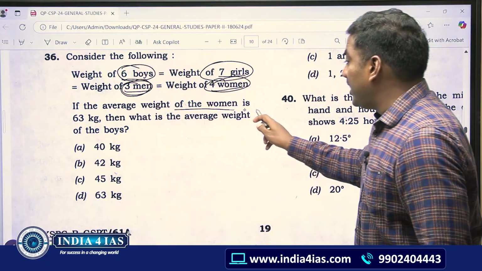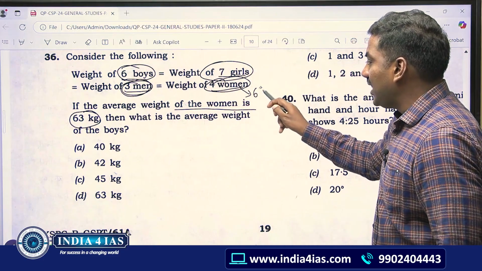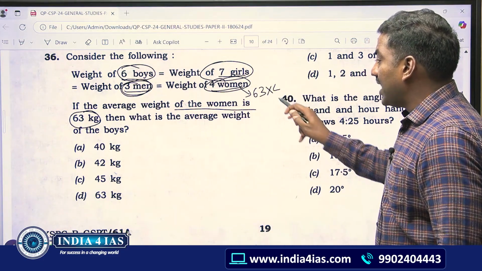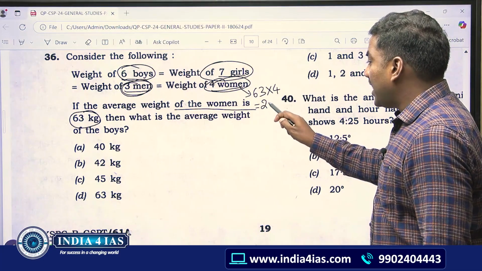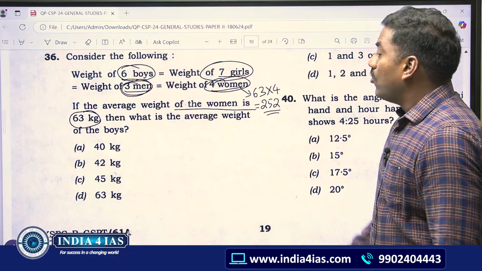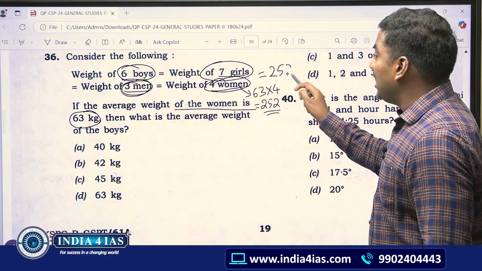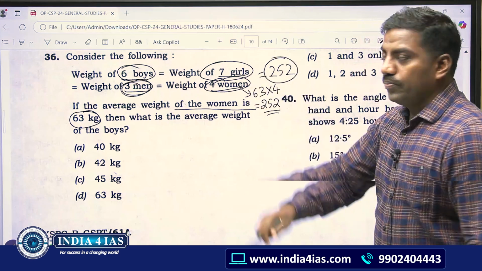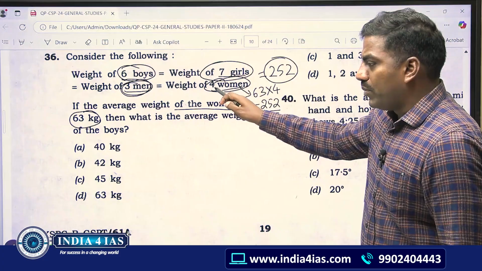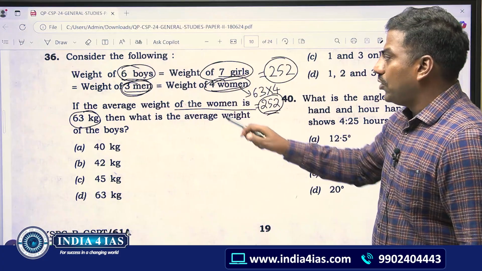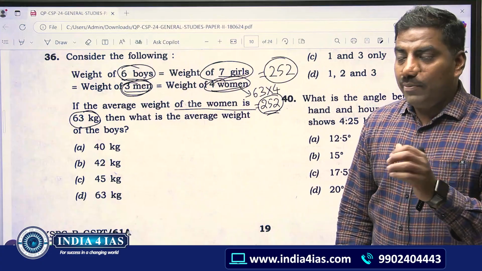If the average weight of a woman is 63 kg, totally 4 women are there. So 63 into 4 is equal to 252. So the total weight of 4 women is 252, and you can equate all these 4 groups to 252. That is the clue. So you take this group or any other group, the total weight will be 252.